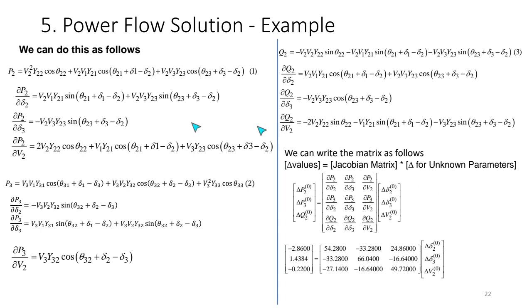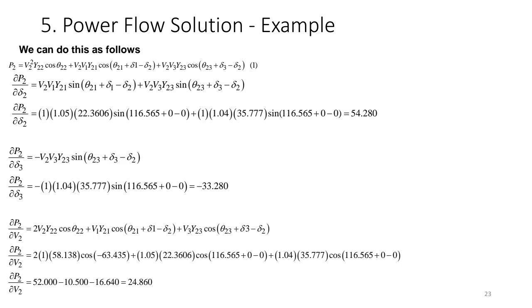And finally, we write our Jacobian matrix. That means your initial change in power, delta P2, delta P3 and delta Q2, equals your Jacobian matrix J times delta delta 2, delta delta 3 and delta V2. These values, which is what we found here, we substitute because we need to substitute them here. I did the substitution in the next slides for clarity, and the final equation is written like that. The detailed substitution and the answers we'll see on the following slides for each element of the Jacobian matrix.